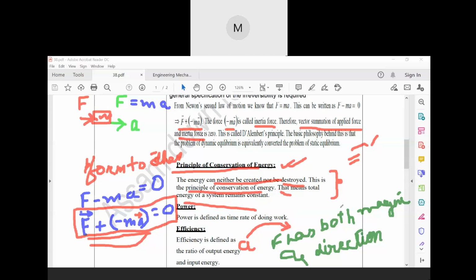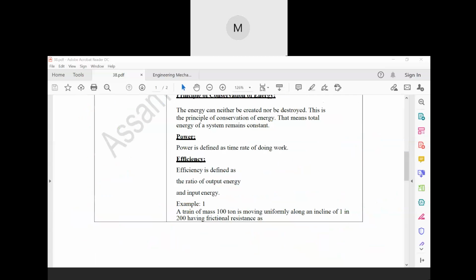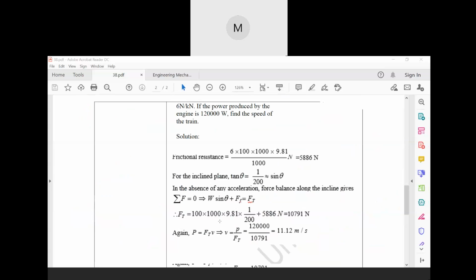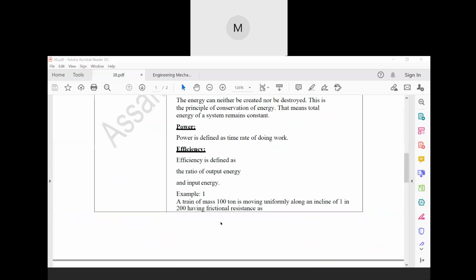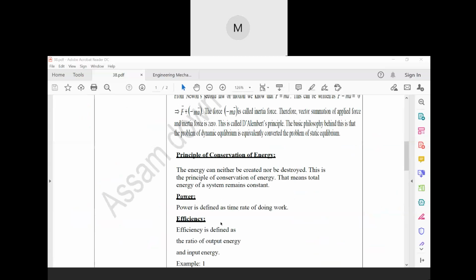Now, the ratio of output to input. Remember, it is output to input, okay, not input to output. That ratio is basically known as the efficiency of the machine. Okay? Is it clear up to this? Sure. More efficiency will have more output.